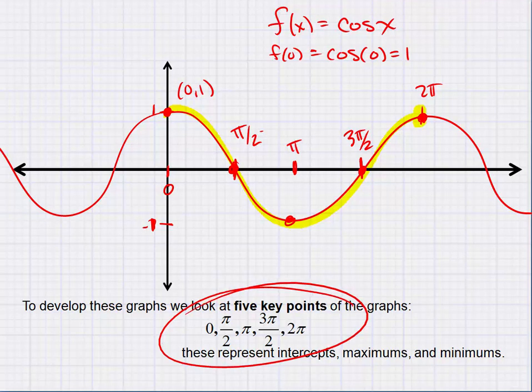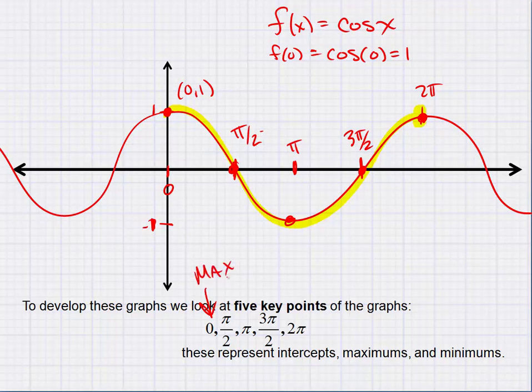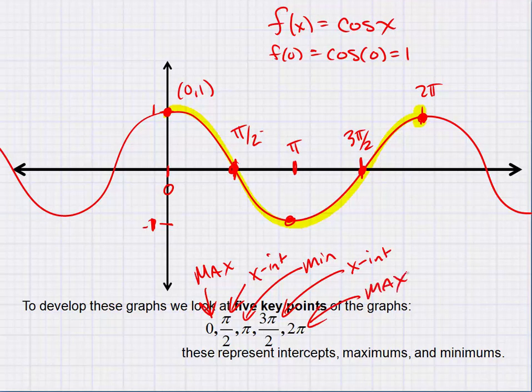For the sine function, 0 was an x-intercept, but now 0 is going to be a max. For the sine function, pi halves was a maximum. Now for the cosine, it's going to be an x-intercept. Pi was an x-intercept for the sine, and now it's going to be a minimum. 3 pi halves was a minimum for the sine function, and now it's going to be an x-intercept. And 2 pi was an x-intercept for the sine function, and now it's going to be a maximum.